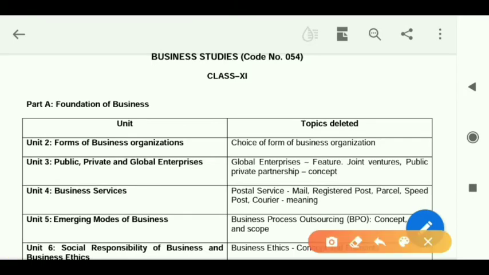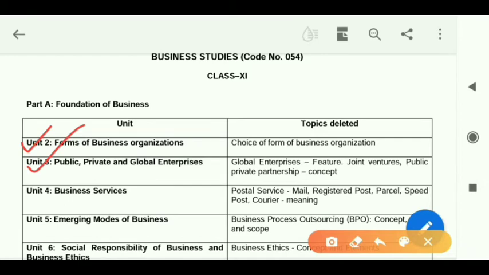In chapter number 2, the topic of choice of form of business organization is deleted. Moving on to chapter 3, the topic about MNCs, global enterprises, joint ventures and public-private partnership, that whole portion is removed. That means in chapter 3, we are only going to consider the departmental undertaking, the statutory corporations, and the government company.